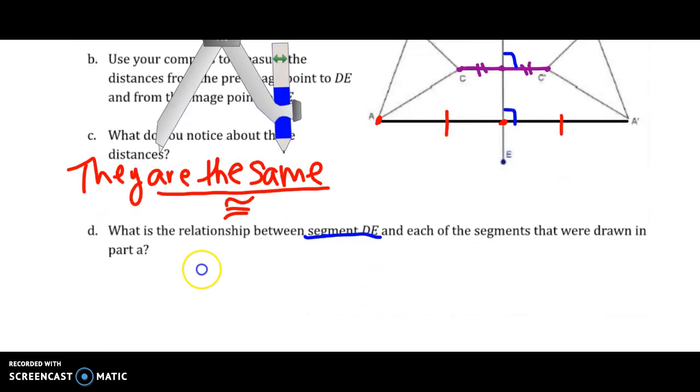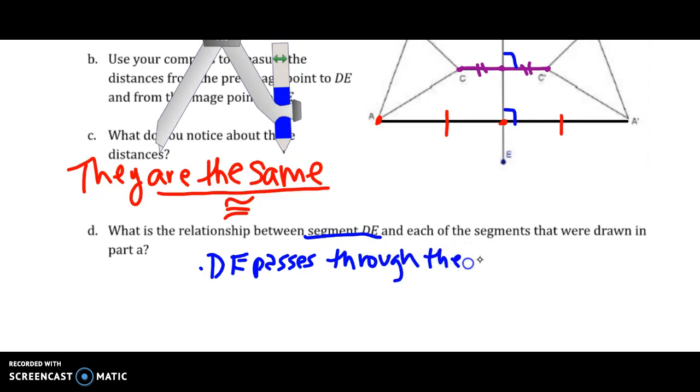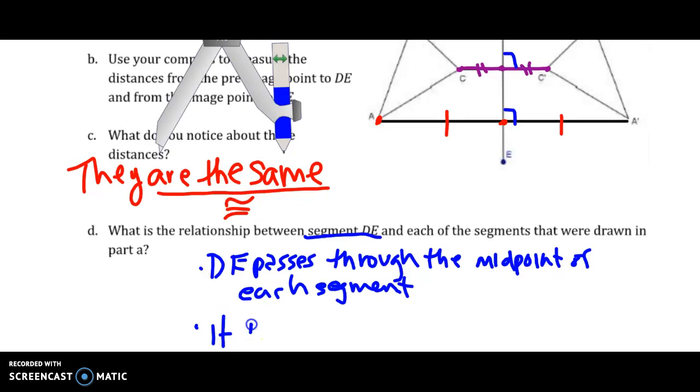So let's write that down. DE passes through the midpoint of each segment. Meaning it is equidistant from those endpoints. And it is also perpendicular to each segment. Okay, well, think back to our vocabulary, right?